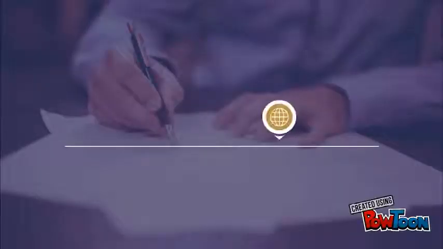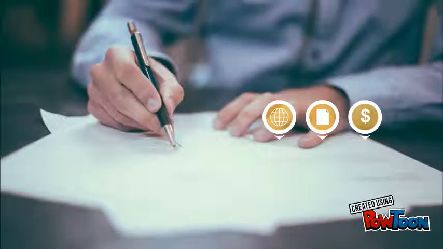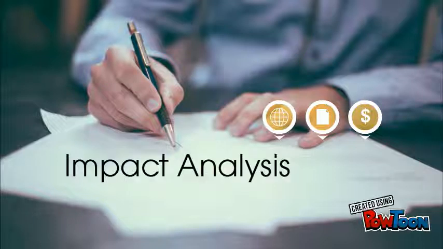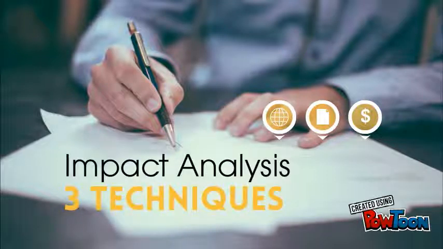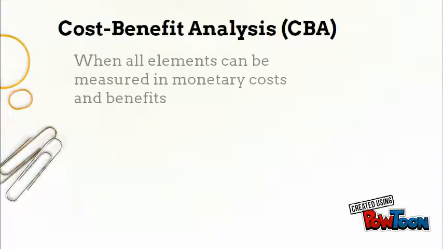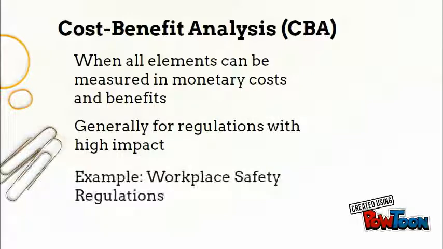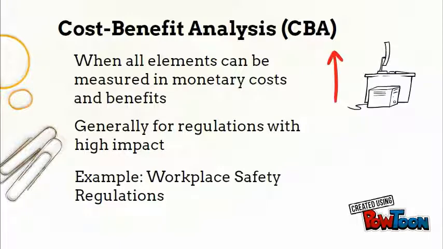After forecasting the option's impact and cost, the next step is to evaluate the option's potential impact through impact analysis. There are 3 techniques we can use. Cost-benefit analysis is used when all elements can be measured in monetary costs and benefits. For workplace safety regulations, it will measure costs like additional training and benefits such as savings in healthcare fees.